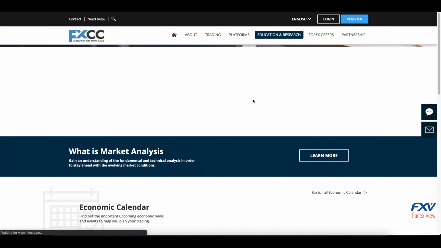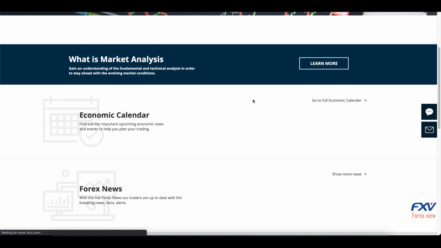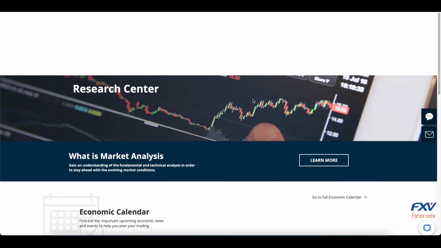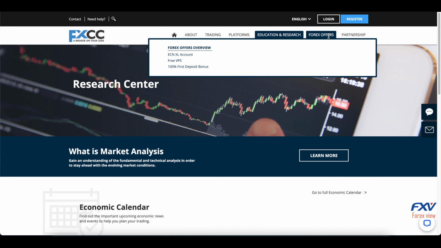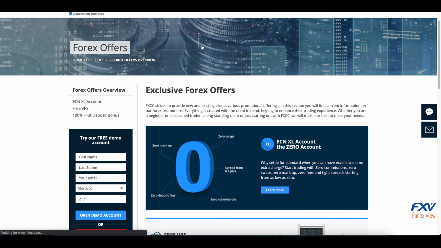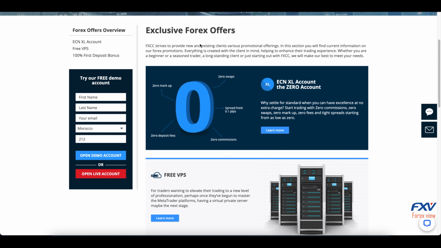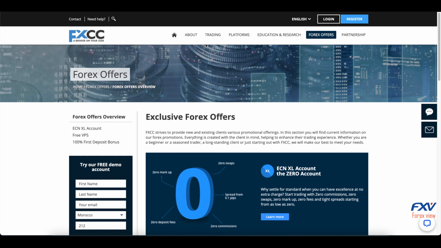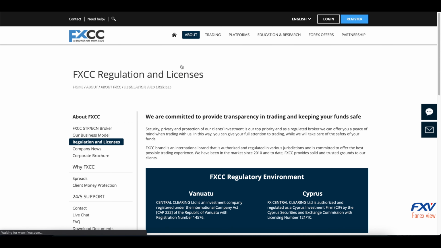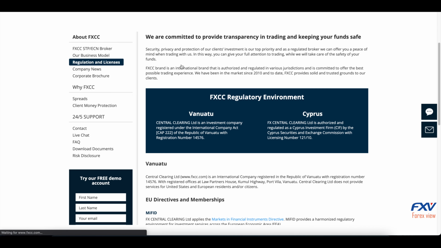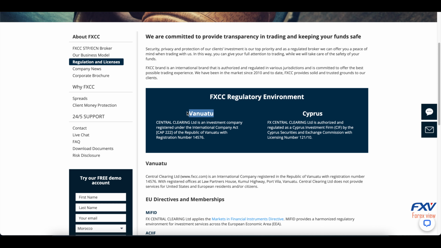This means that Fxcc is also registered in other participating jurisdictions, including the FCA in the United Kingdom. In addition, Fxcc is a member of the Investors Compensation Fund, which insures clients in the event of insolvency. User funds are also segregated in separate bank accounts at leading international banks, so your money is safe from scammers.